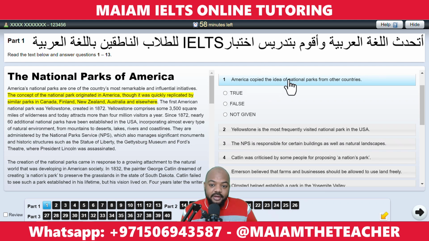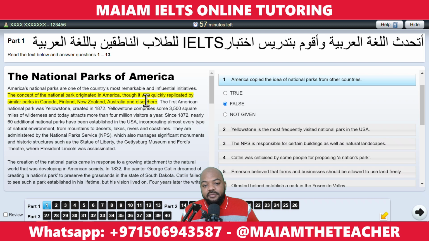America copied the idea of national parks from other countries. And it says here the concept of national park originated in America. Ooh, so that's false. They didn't copy it from anyone because it says it originated in America. So they came up with it. So the answer is false. They didn't copy it. Get it? So that's how we do that.